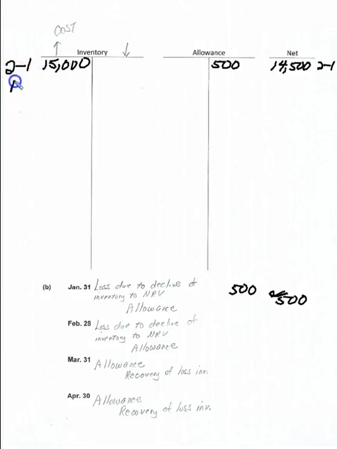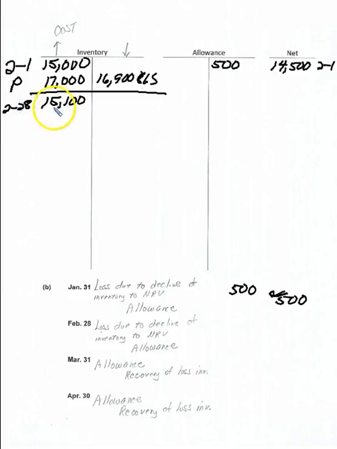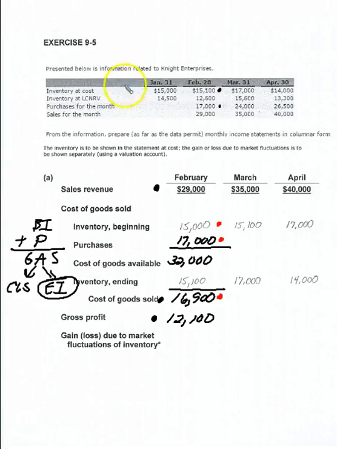So in February, there were purchases of $17,000. That goes into the account, those costs go in, and then costs that go out are our cost of goods sold, $16,900, cost of goods sold. So let's draw our line. So big picture, that's supposed to be a C, by the way, cost of goods sold. So 15 plus 17 minus the 16,900 gives us an ending inventory of $15,100. And that's at the very end of February. So the very end of February, $15,100.